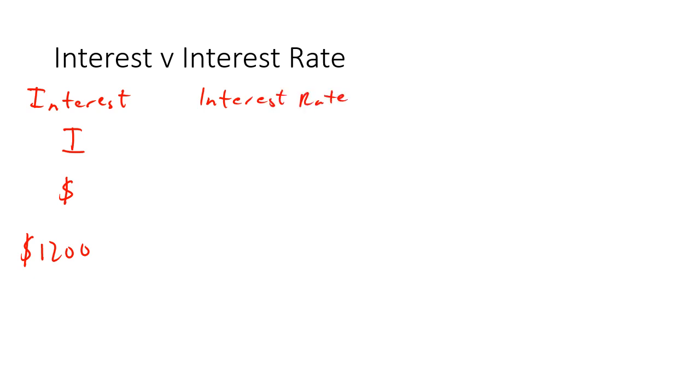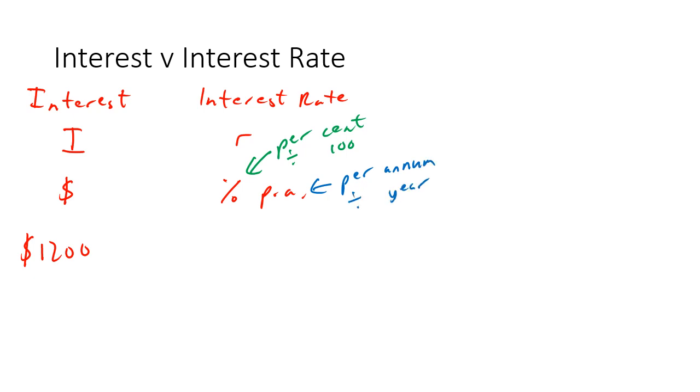Whereas interest rate is given the symbol little r, notice that's little r, and it's a percentage. And it's not just percentage, it's percentage PA, which means per annum. So I just want to spell that out. So this is percent. Now per is Latin for divide, and cent is Latin for 100. And this is the same thing. This is per annum. So per means divide, and annum means year.